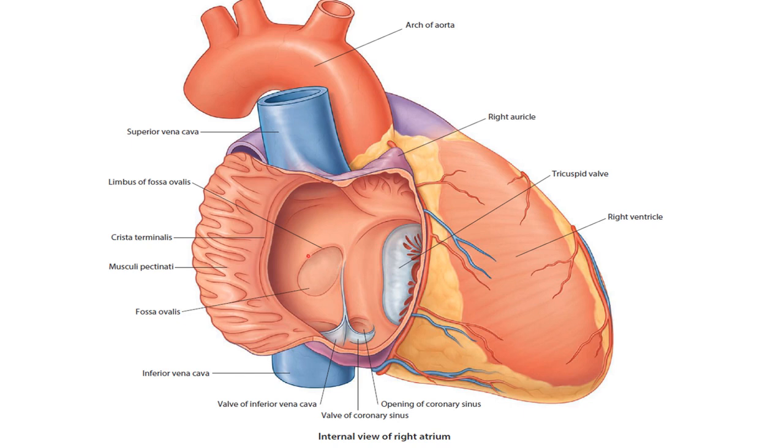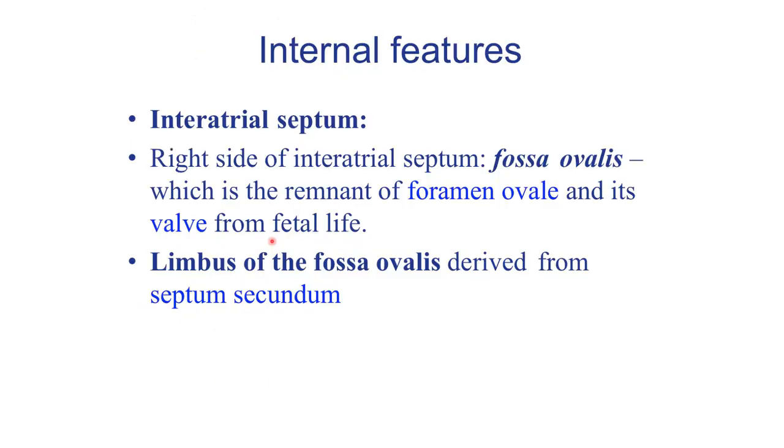But again, in the normal adult heart, you find a depression called the fossa ovalis. Just above it here, there is a crescent-shaped ridge, which is called the limbus of fossa ovalis. All right, so on the medial aspect, you see the fossa ovalis and the limbus of fossa ovalis. Laterally, you see the musculi pectinati and the crista terminalis.